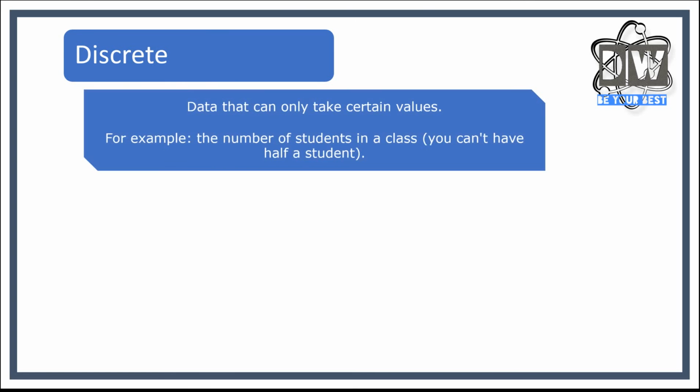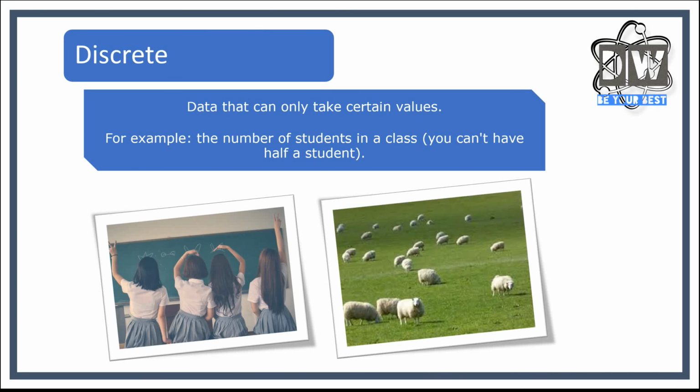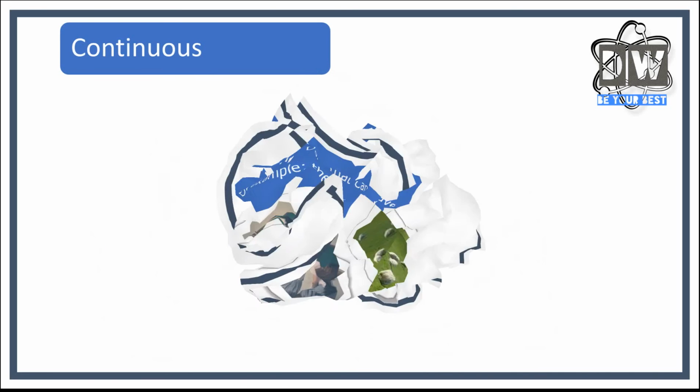So discrete. This is data that can only take certain values. For example, the number of students in a class. You can't have half a student. So the number of sheep in a field. I'm a New Zealander. There's lots of sheep. We might say the number of players on a rugby pitch. So things like that we can count. So kids in class, sheep in a field, happy days.